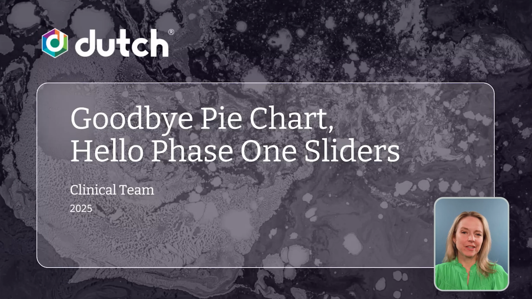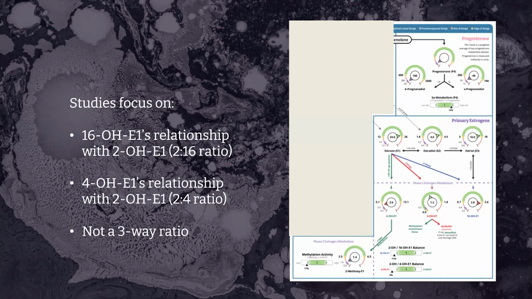And I'm excited to welcome you to this presentation all about how the phase 1 estrogen metabolism ratios work on the Dutch test. In the updated version of the Dutch report, you will most certainly notice the pie chart has been removed from the estrogens section. We have done this to adhere more closely to the clinical research on estrogen metabolism, some of which is our very own. And in studies, the 16-hydroxy-E1 is compared directly to the 2-hydroxy-E1. And this is the same with the 4-hydroxys.